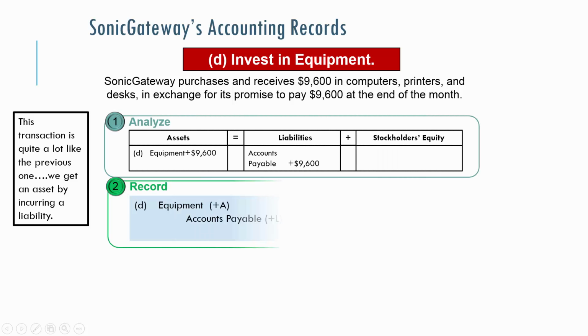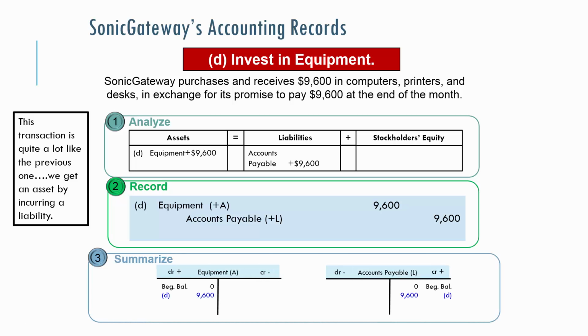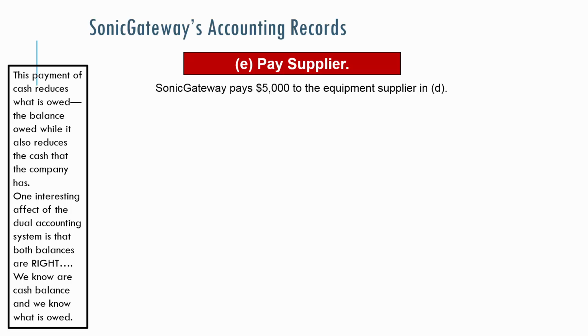When we bought our equipment, we paid for it with an account payable. Therefore, we record it this way, and we end up with a liability of an account payable and equipment. Before this point, we didn't have any equipment. And I note to the left here, it's quite a lot like the other one, because we are getting an asset and incurring a liability. They pay $5,000 to an equipment supplier.